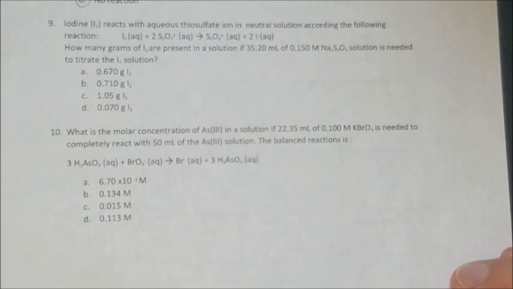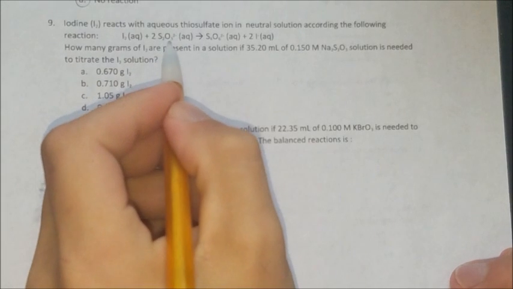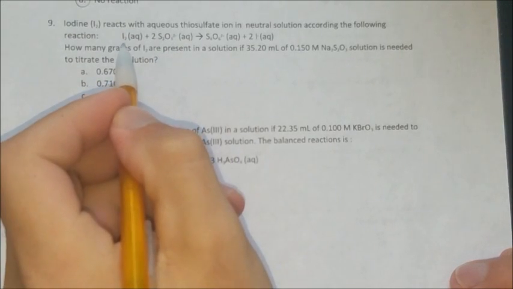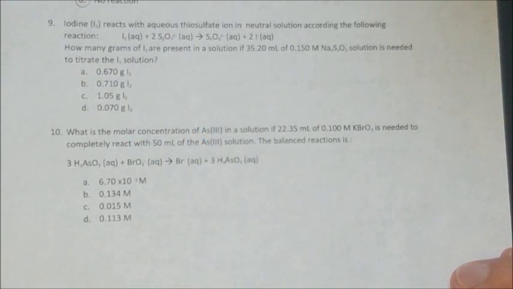In number 9, we're taking a look at a reaction of thiosulfate, which is S2O3, and iodine, and we're trying to see how much of the iodine was originally present in a solution.